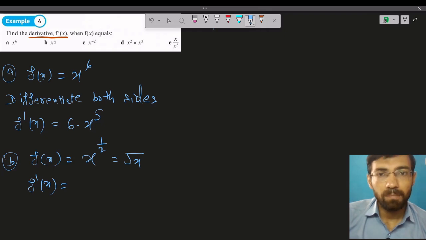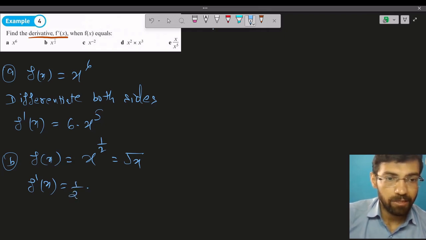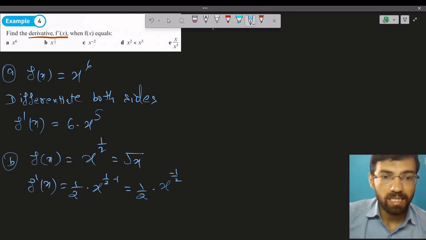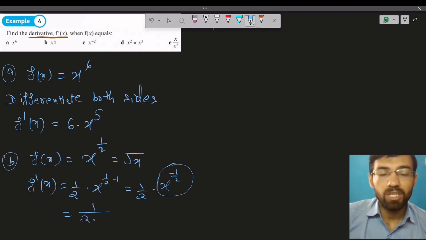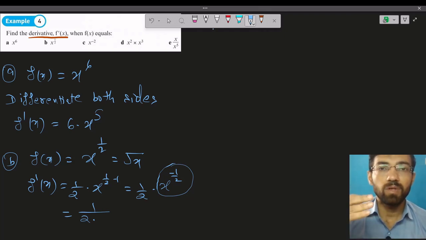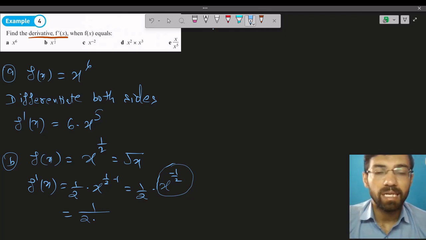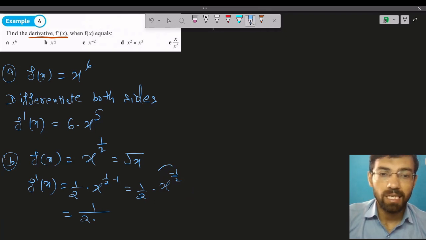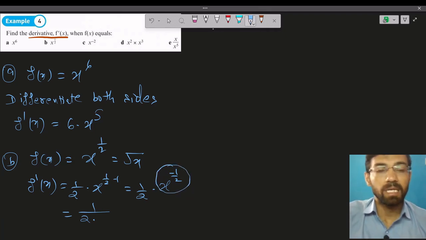So let us use the power rule. And what is the power rule? The power jumps off and decreases by 1. So this is half into x raised to half minus 1. If I solve it, I will get half into x raised to minus half. If I solve it further, I will get 1 upon 2 into x raised to minus half. In indices we'll learn that if you want to make your power positive, you have to shift the term from numerator to denominator or denominator to numerator. Right now the whole term is in the numerator, so I will make it in the denominator, then my power becomes positive.